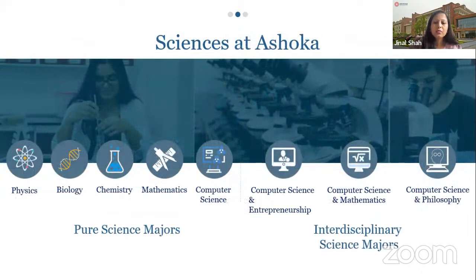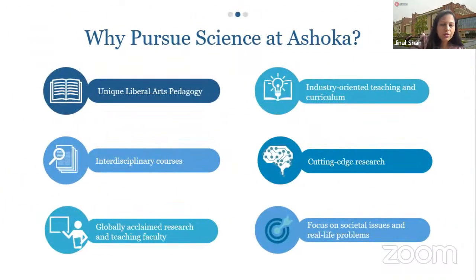Sciences at Ashoka. While I had listed these programs in the major-minor slide as well, I'm just highlighting that it's not only a liberal arts program. There is a lot of sciences at Ashoka: physics, biology, chemistry, mathematics, computer science. These are all science-based programs which are offered as a major, minor, or a combination. We also offer interdisciplinary majors: computer science with entrepreneurship, computer science with mathematics. Computer science with philosophy is a new interdisciplinary major that we've introduced very recently. So these are the sciences at Ashoka.